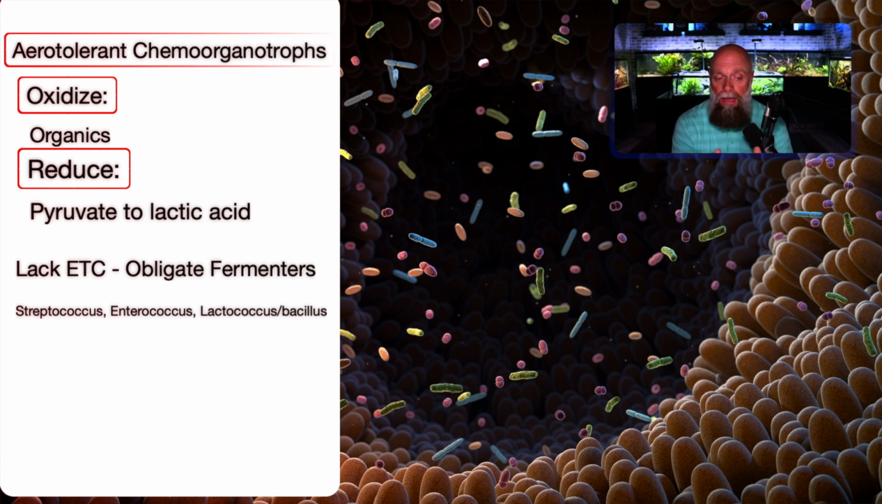And so they're taking that organic compound, which is what they're oxidizing, right? That's their electron energy/food source. They're oxidizing that, producing pyruvate, and then they're converting that pyruvate often to something like lactic acid. The important organisms there are things like the streptococci, the enterococci, lactococcus, and bacillus. A lot of these organisms are going to be part of the normal flora of the small and large intestine of animals, including human beings.